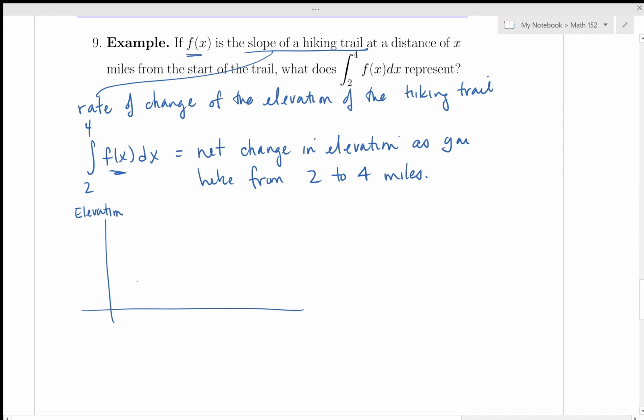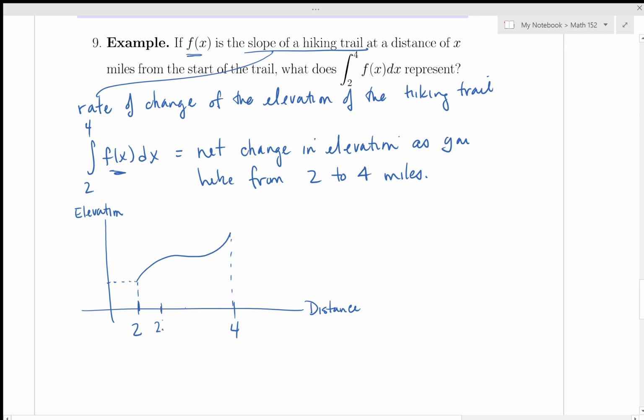And say this is your distance along the trail. We're here at 2 miles, and then we're going to go over to 4 miles. Let us just say that the elevation profile of our hiking trail looks something like this. Okay, so little f of x is the slope. So here, for example, let's just pick something where I can draw it nicely.